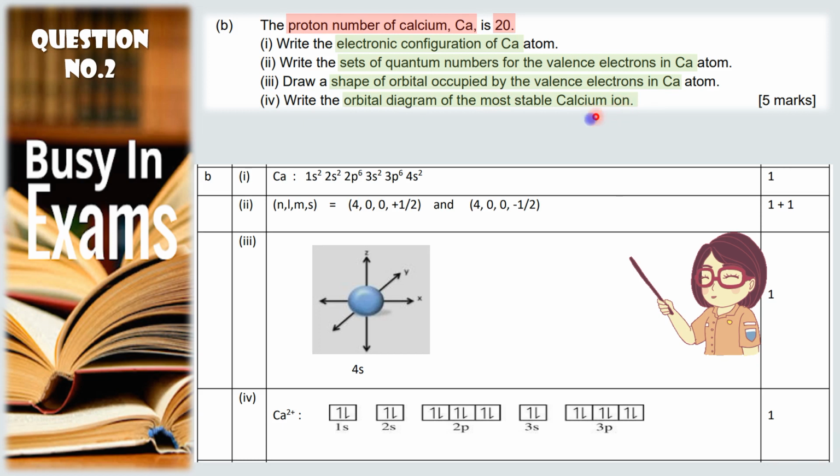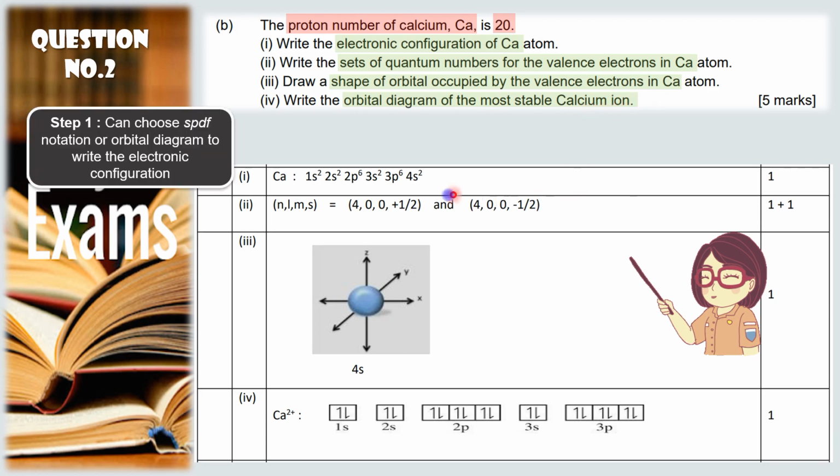Calcium ion. Okay. Alright, so first, for B1, write the electronic configuration. You can choose either orbital diagram or spdf notation. It's up to you. Make sure it follows all 3 rules, that is the Aufbau principle, the Pauli exclusion principle, and Hund's rule. Okay. Right. So this is the sample answer. Okay, so 1 mark. Make sure you write the title here, calcium.